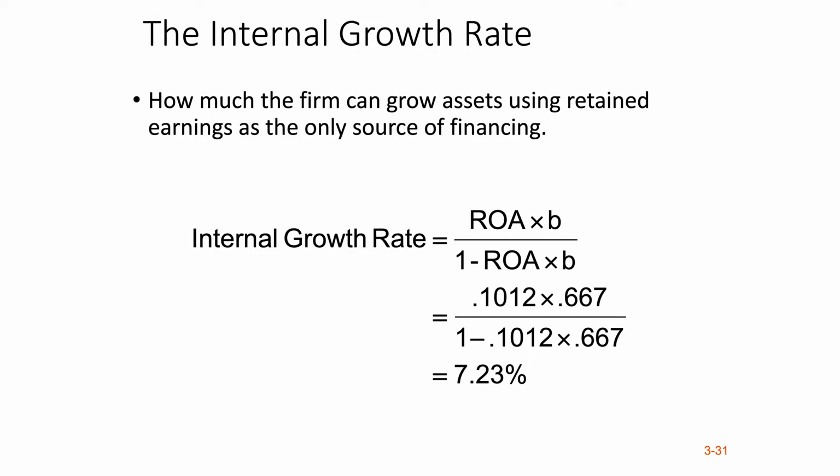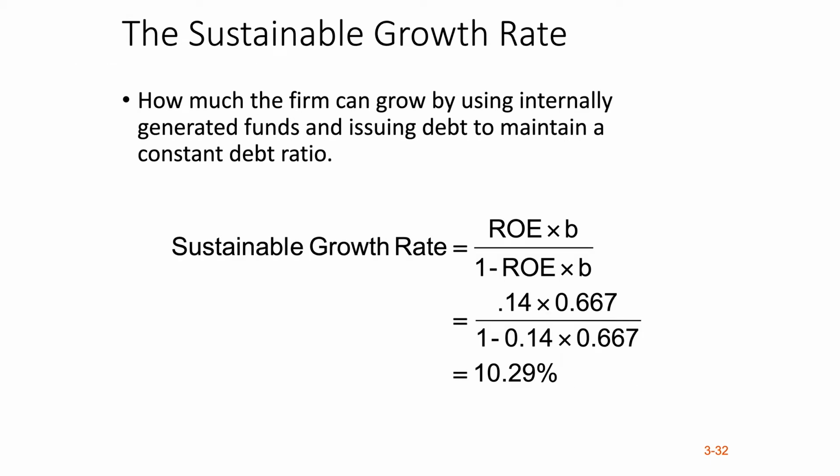The sustainable growth rate is how much the firm can grow by using internally generated funds and, in addition, using additional debt, but maintaining the same debt ratio. The proportion of debt will not change. How do I calculate it? It's ROE times B divided by 1 minus ROE times B. Here it is not ROA. In the internal growth rate, it is ROA. In the sustainable growth rate, it is ROE.